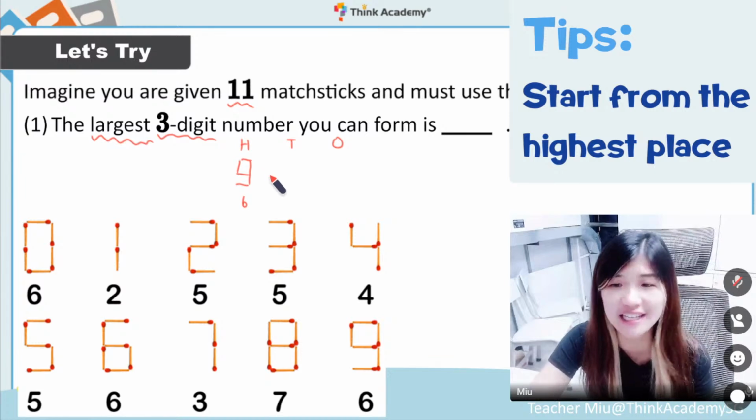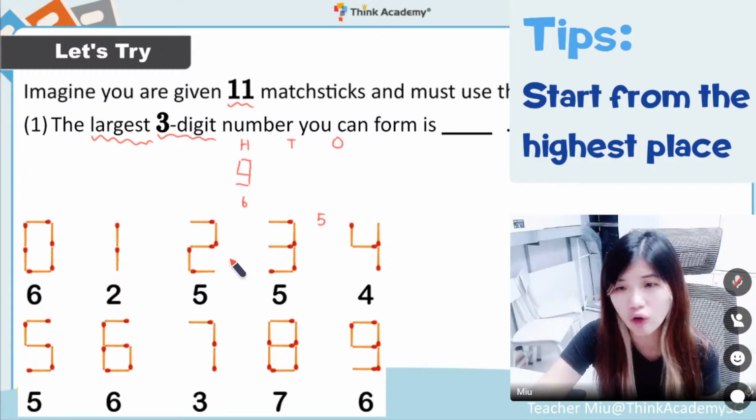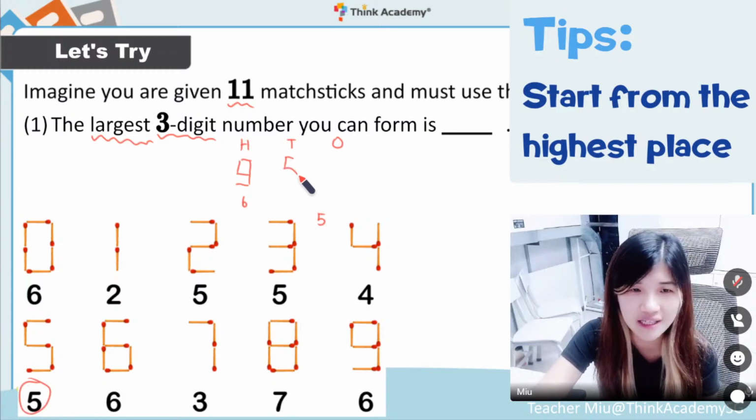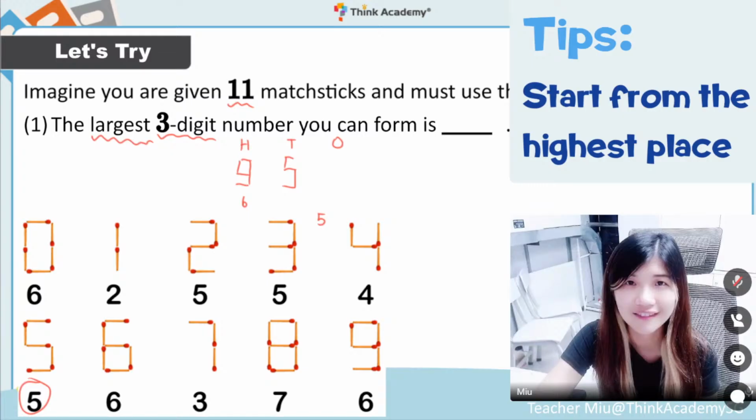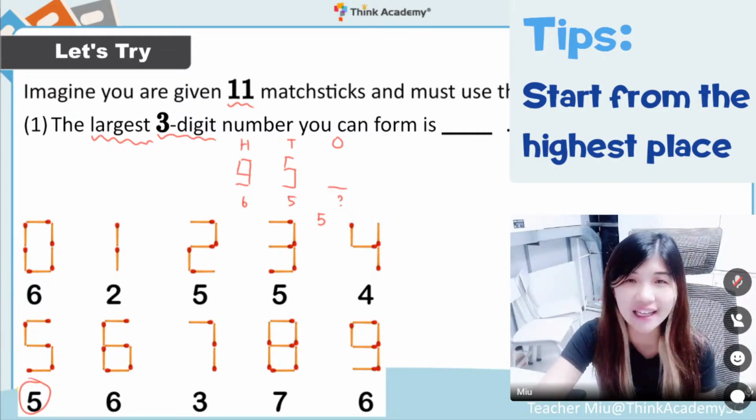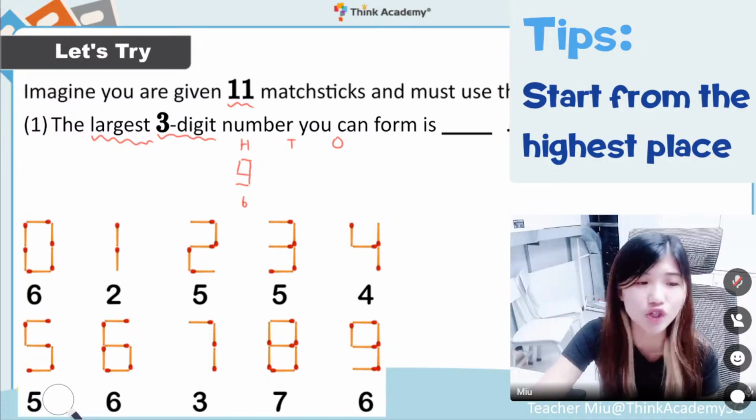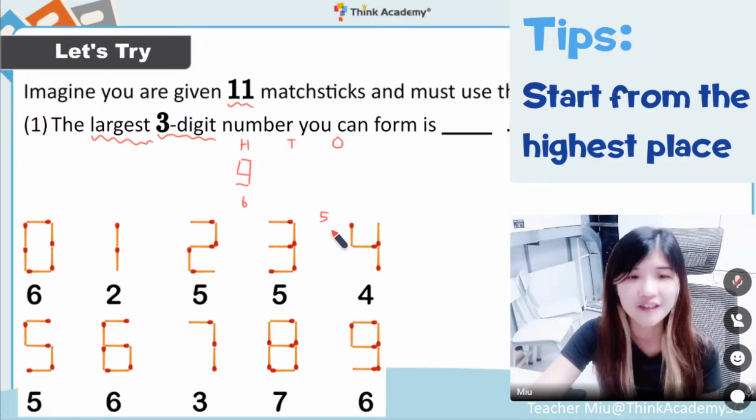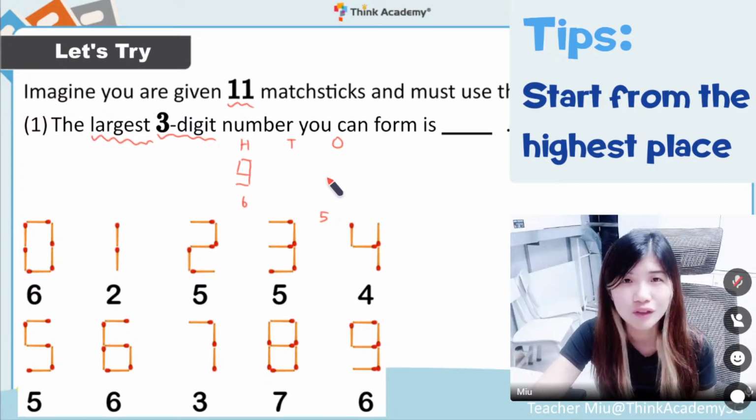When you finish the highest place with the digit 9 using up 6 matchsticks, you still have 5 matchsticks left for the tens place and the ones place. Oh, so I should choose 5 for the tens place. Can I? Cannot. Why cannot? Because you use up all the 5 matchsticks. What about the ones place? Can you just leave it blank? Of course cannot. This is a three-digit number, so each place must have a number. That means you need to make these 5 matchsticks into 2 place values. So what can you make then?